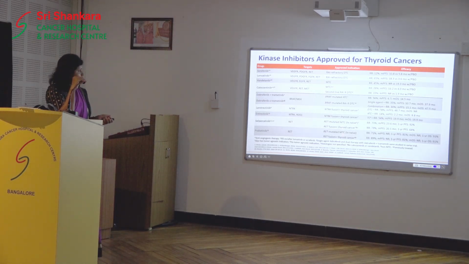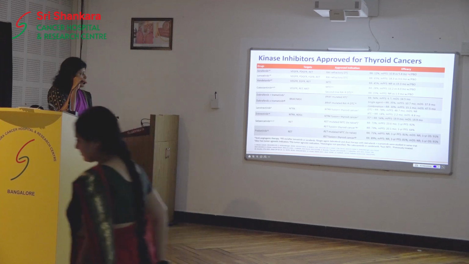So this is a slide which shows what drugs we have approved, what targets they actually work on, and what are the efficacy results that we have. Initially we had sorafenib. Sorafenib is a good old drug, but with a lot of hand-foot syndrome and what we call palmoplantar dysesthesias. It is now out of practice once lenvatinib came in. It is a multi-tyrosine kinase inhibitor which targets vascular endothelial growth factor receptor, platelet-derived growth factor receptor, and RET fusion. Approved in radioiodine refractory differentiated thyroid cancer. It was tested against placebo with a meager response rate of 12% and a PFS of 10.8 versus 5.8 months.